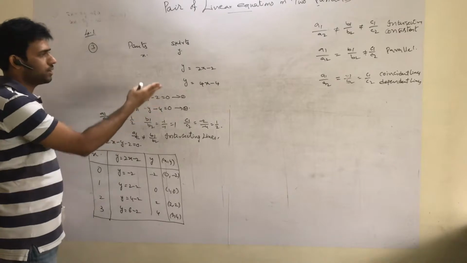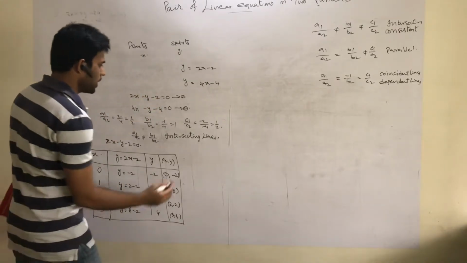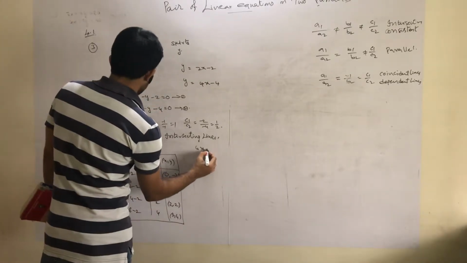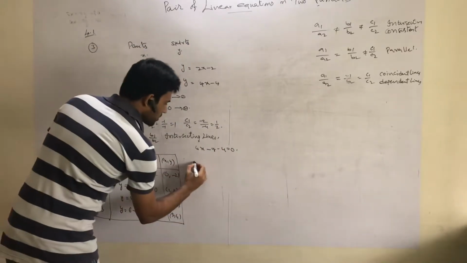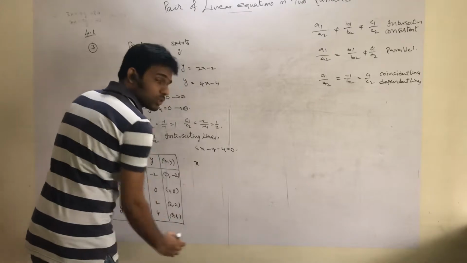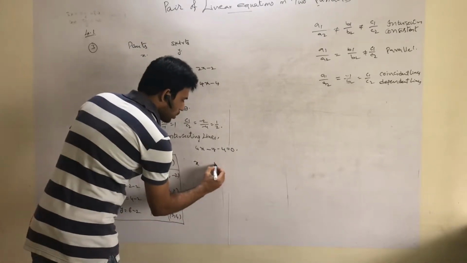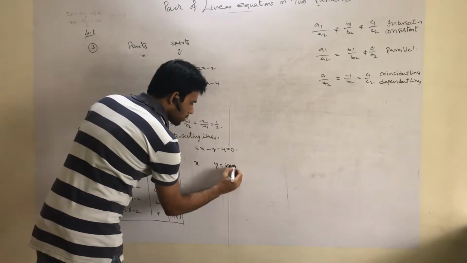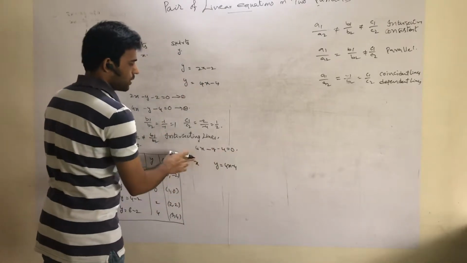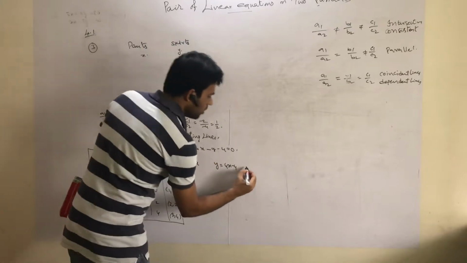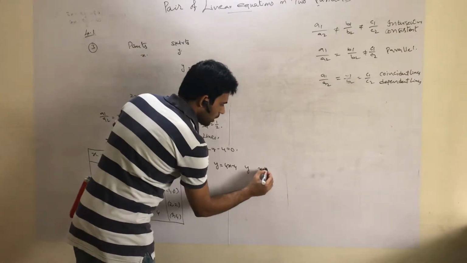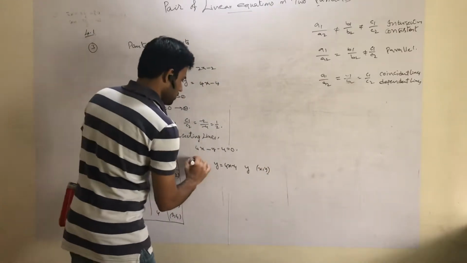So similarly find for line 2. So what is line 2? 4x minus y minus 4 equal to 0. Same case. Substitute the values of x and find what is y. Y is 4x minus 4. If you send y that side, you have 4x minus 4. And then what is y? And what is x comma y? Okay?